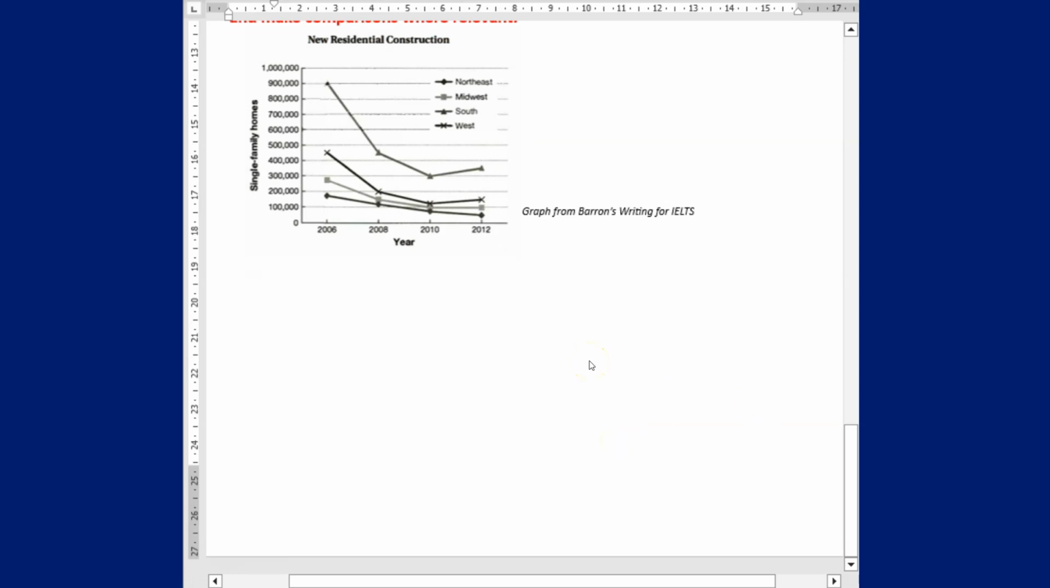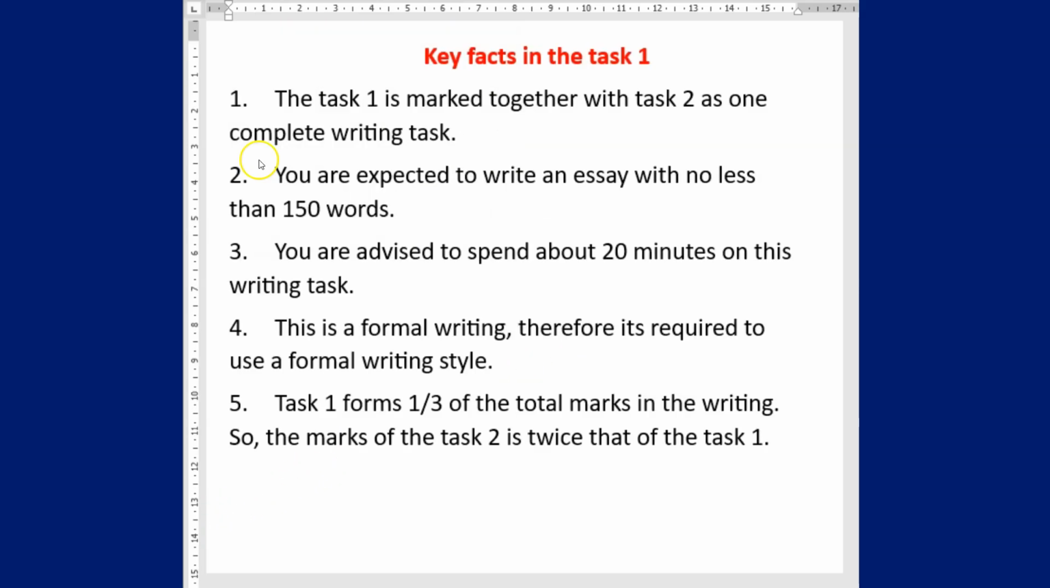Now, I'm going to give you some essential information that you should know, and what you are supposed to do and not to do when you are given a writing task one. So it's like some key facts that you need to know in the writing task one. The first thing you should understand is that the task one is marked together with the task two as one complete writing task. So if you take the entire writing task, you'll be given two sets of writings.